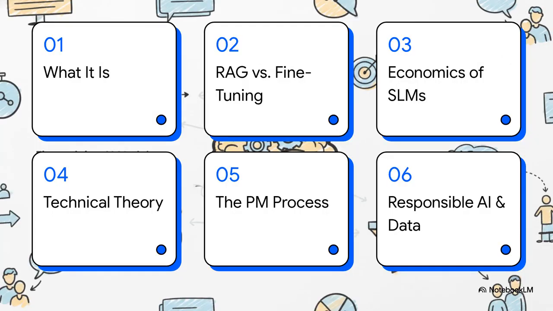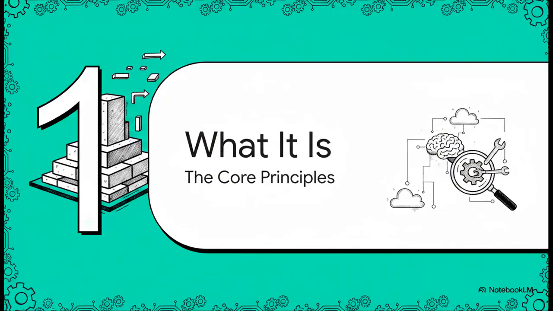To get us there, here's our roadmap for today. 1. What fine-tuning actually is. 2. RAG versus fine-tuning. 3. The economics of small models. 4. Technical theory. 5. The PM process. And finally, 6. Responsible AI and data. Let's kick things off with Section 1, what fine-tuning actually is.